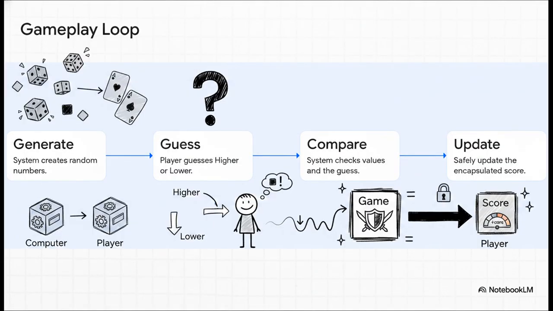Let's quickly walk through the core gameplay loop to see our newly minted objects interact. Step 1, the system generates random numbers for both the computer and the player. Step 2, the user inputs their guess. Is my number higher or lower? Step 3, our game object evaluates that logic. And finally, Step 4, if the player is right, the game object communicates directly with the player object to safely update that encapsulated score. It is clean, it's secure, and it's incredibly organized.